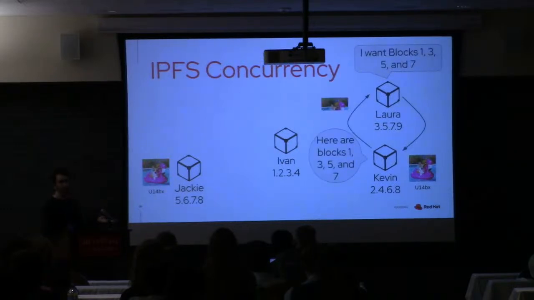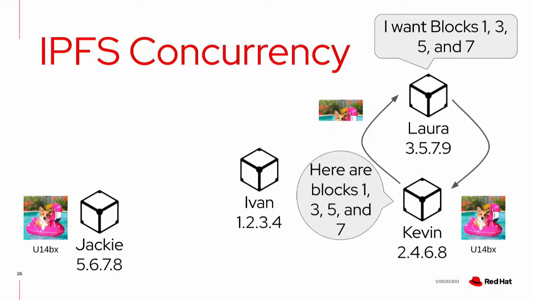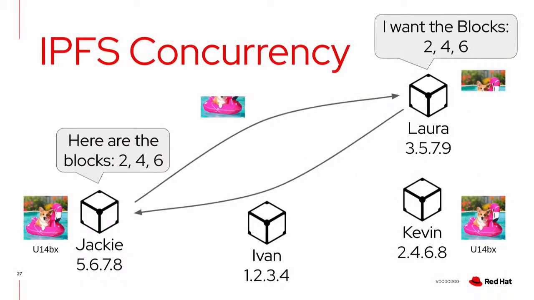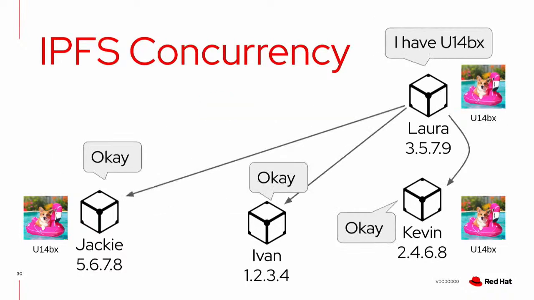So the benefit of this much deduplication and this much content propagation is that you can do concurrent downloads because everything is split up into blocks. So you can say, okay, Kevin, I only want blocks 1 through 7, and then Jackie, I want blocks 2, 4, and 6. And then they both get different blocks, but that comes together to form the same corgi. And now Laura is able to tell Jackie, Ivan, and Kevin that she also has the corgi. So as it gets more popular, you get more benefit.